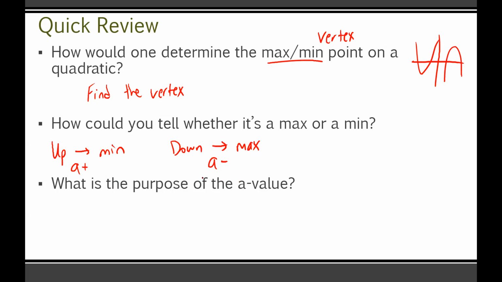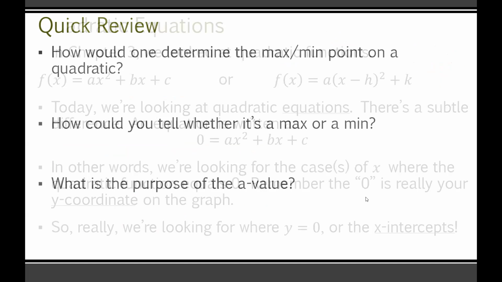So the last part of this is, what is the purpose of the a value? I kind of just told you half the purpose. So it determines whether it's up or down. That's one purpose, right? Whether it's positive or negative determines whether it's up or down. But then the other purpose of the a value is it acts as a vertical stretch. So it stretches it vertically about your x-axis, which just basically makes it either more thin or more wide if it wasn't as big of a stretch, right? That's what the a value does, not the biggest deal.